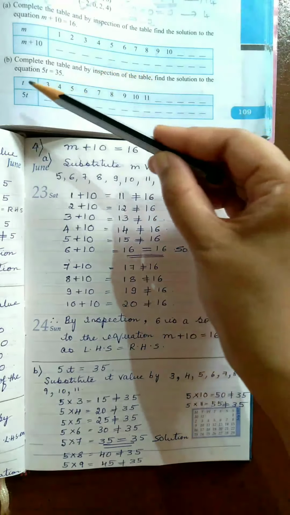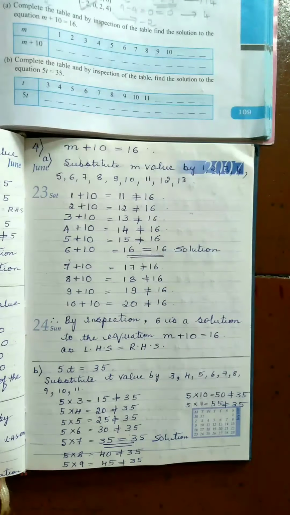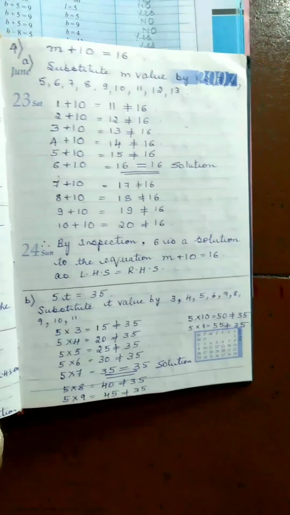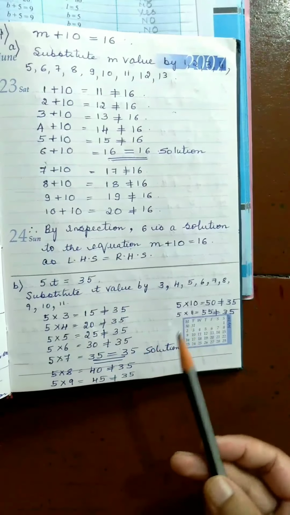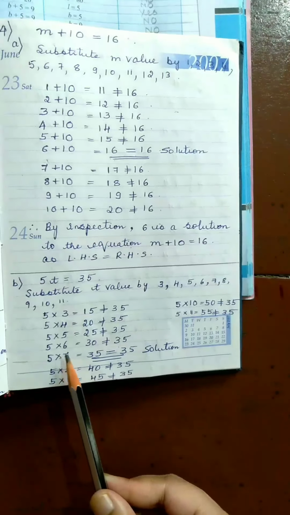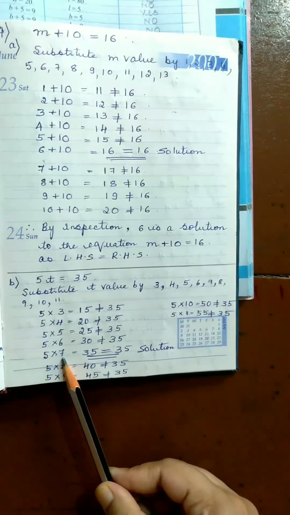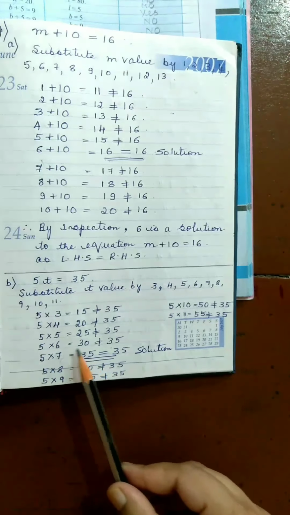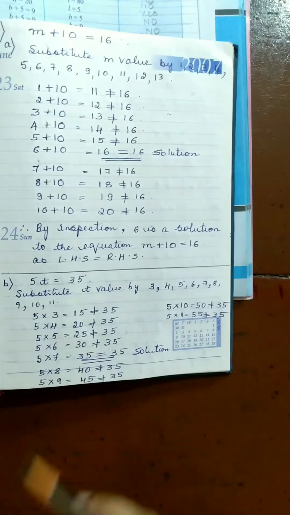The next, B question children, 5t equal to 35. Again we need to substitute the value of t such that we will get the answer 35. So which value do we apply so that we get both the sides equal to 35? That is when we apply the value of t as 7, we got 35 equal to 35. Therefore 7 will be the solution of the equation 5t equal to 35, as both LHS and RHS value will be equal to 35. Therefore 7 is the solution.